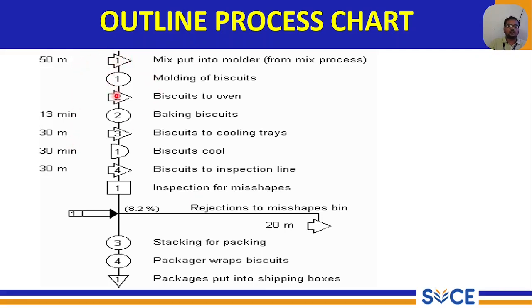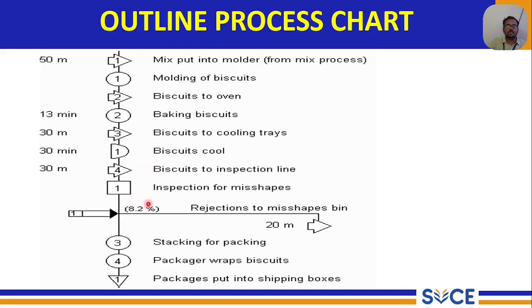And these are the symbols which we studied in the previous video, the method study symbols. The arrow mark indicates transportation, the circle indicates operations, and D refers to the delay which is happening. The corresponding sequence of numbers indicates the subsequent numbers for the respective symbols.